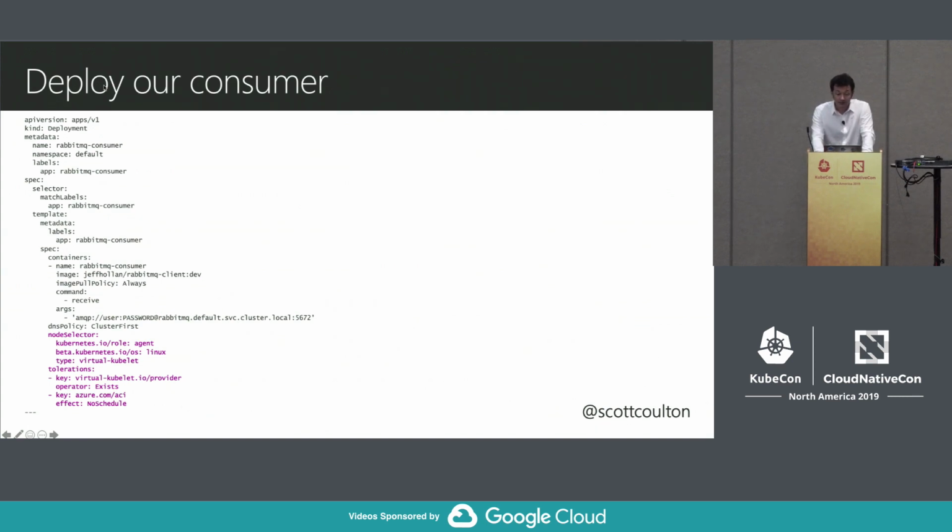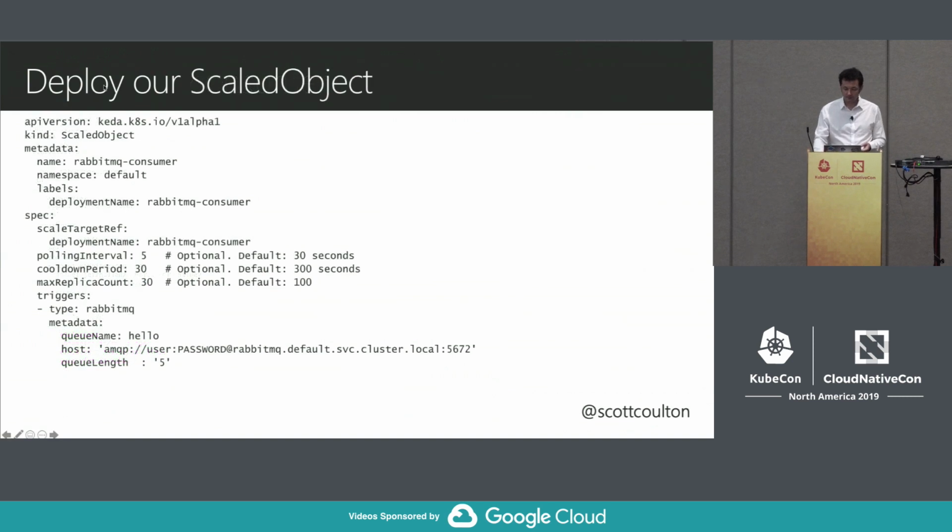And then we can deploy our scaled object. And so here you can see that KEDA defines an API, keda.kubernetes.io. And it defines a new kind that's called a scaled object. And in there, we can specify things like polling interval, cooldown period, max replica count. And we can pass some parameters like which Rabbit server I should get my events from.